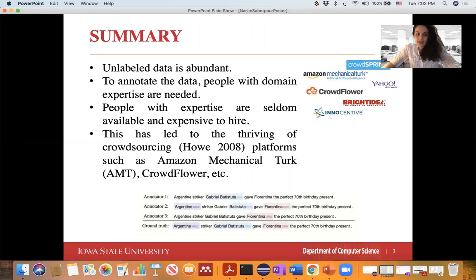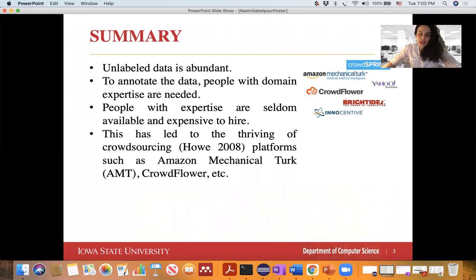You can find a bunch of examples here in this picture. As we can see, annotators can behave differently. In this example, you can see the three annotators are annotating the same sentence in different manners. For instance, the first annotator detects Gabriel Batistuta, the whole span, as a person. However, the second and the third one are behaving differently, and the ground truth is something else. So the question is which one is doing better and what is the correct one?